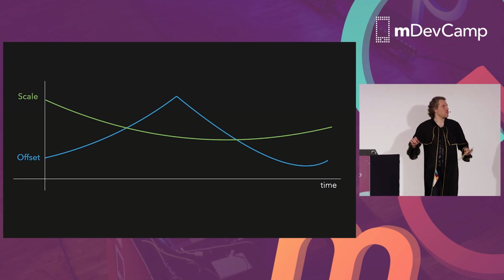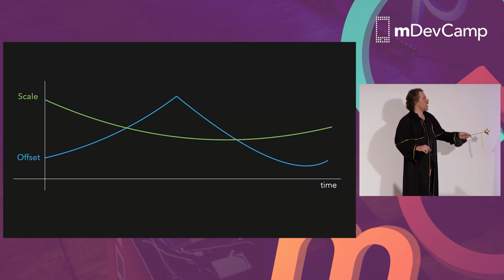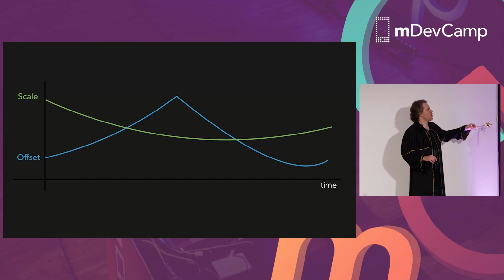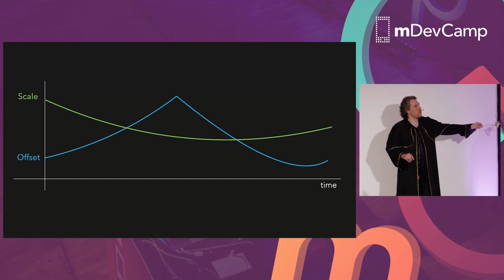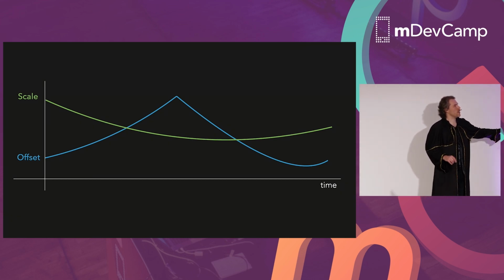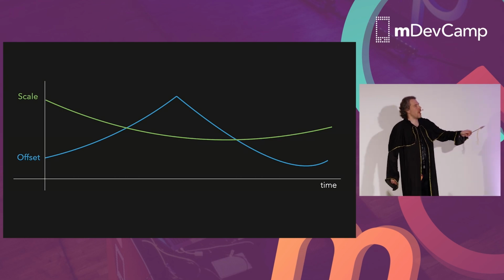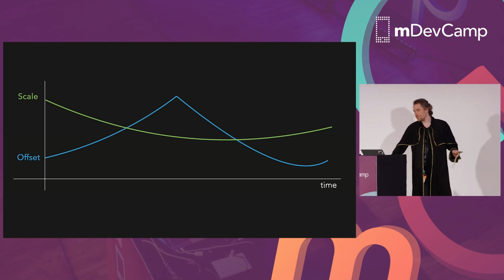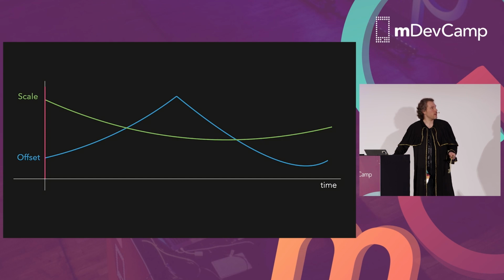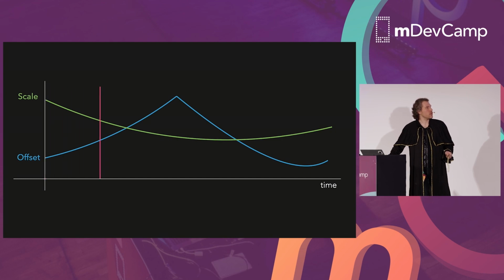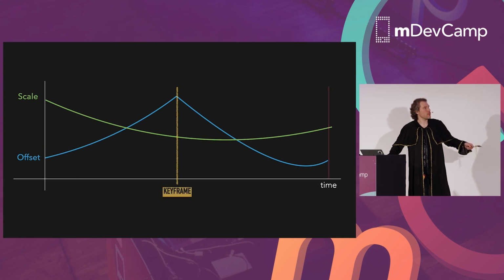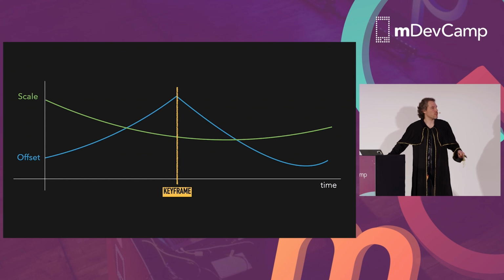So, like plot it in a chart in time, you can say, okay, I want an animation, and my scale should follow this path, my offset should follow this path, and it's defined during the movement for every single time piece using these so-called keyframes.